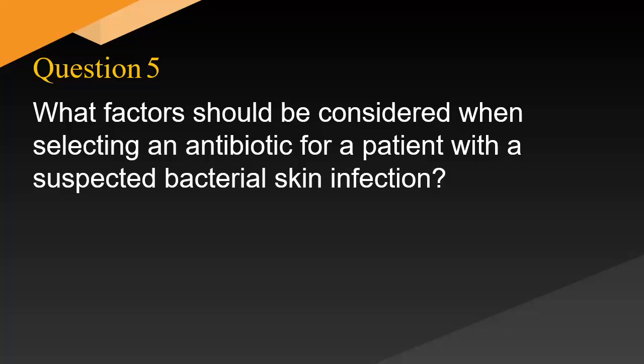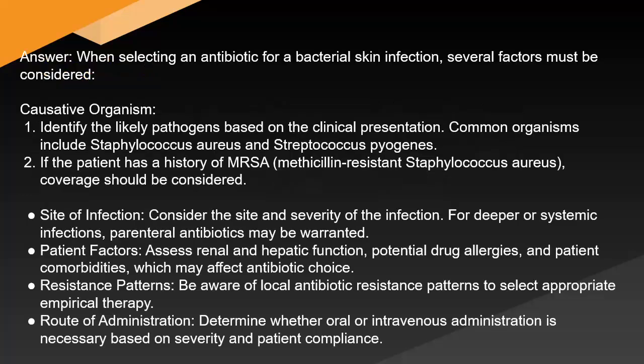What factors should be considered when selecting an antibiotic for a patient with a suspected bacterial skin infection? Answer: when selecting an antibiotic for a bacterial skin infection, several factors must be considered. Causative organism. Identify the likely pathogens based on the clinical presentation. Common organisms include Staphylococcus aureus and Streptococcus pyogenes. If the patient has a history of MRSA, methicillin-resistant Staphylococcus aureus, coverage should be considered.